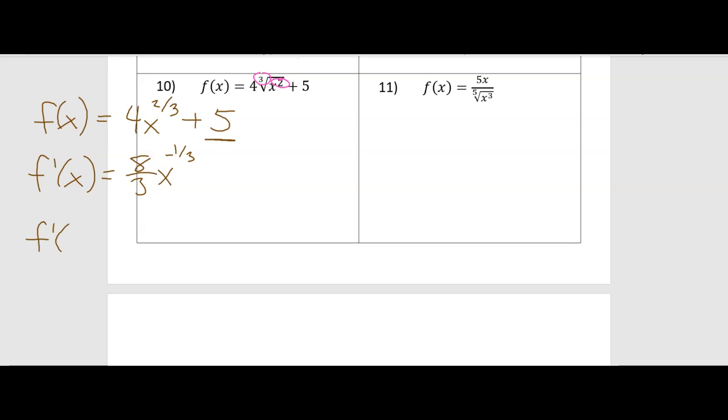So I get f prime of x is equal to 8 divided by 3 times x to the power of 1/3. This is a perfectly acceptable answer.